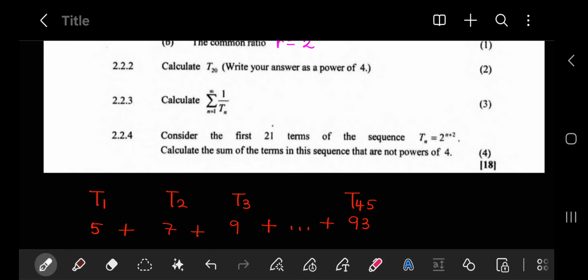And now we've got the last question that says, consider the first 21 terms of the sequence. So the same sequence we've been working with, right? Tn is 2 to the power n plus 2. Calculate the sum of the terms in the sequence that are not powers of 4. Now, we need to write down a few terms so we can actually see which ones are powers of 4. Then we can figure out a way to work from there.